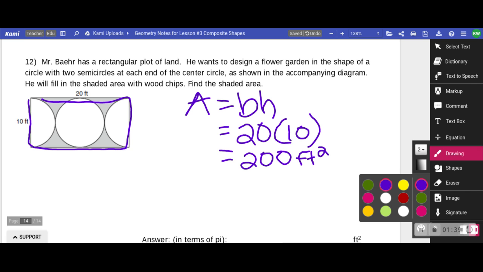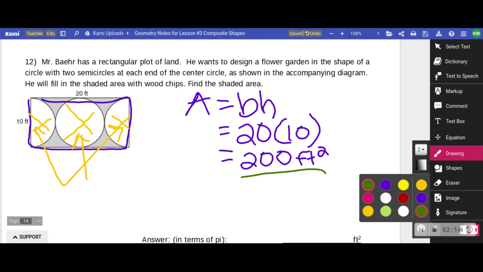But he's not going to put wood chips in the entire rectangle, as we said before. We need to cut out this area, and this area, because that's where he's putting flowers. So looking at these shapes, I see a full circle right here, and I see two half circles right here. So together, those would make up two full circles. So what I'm going to do is find the area of those by finding the area of two full circles, and then I'm going to cut them away from the total 200 square feet.